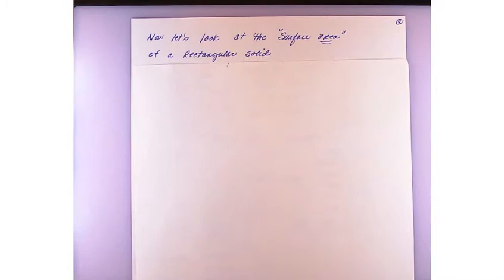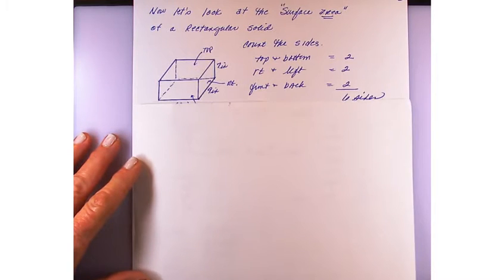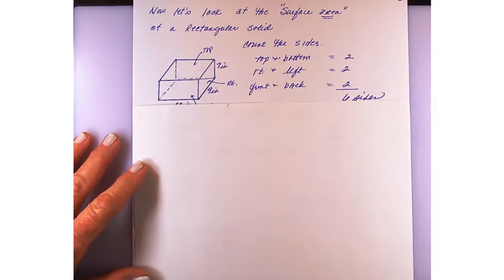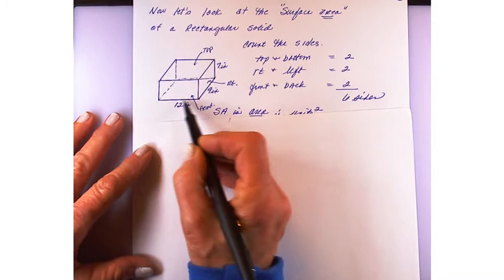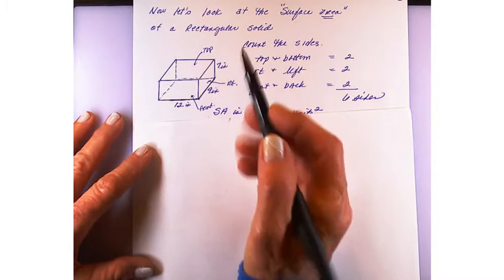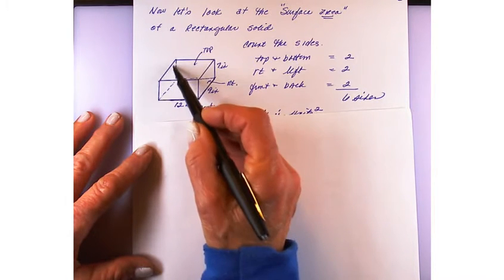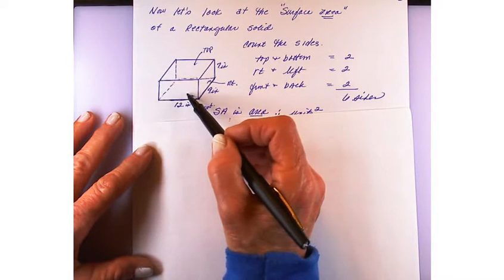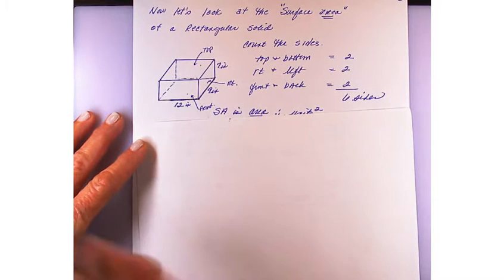So now let's look at surface area. And we'll do the rectangular solid, which I call the shoebox. Get a shoebox out at home and look at it, or just visualize it in your head. Is that we have a shoebox, and so we have a bottom here. This is the bottom. We have a top. We have a right-hand side. We have a left, and we have a front, and we have a back.